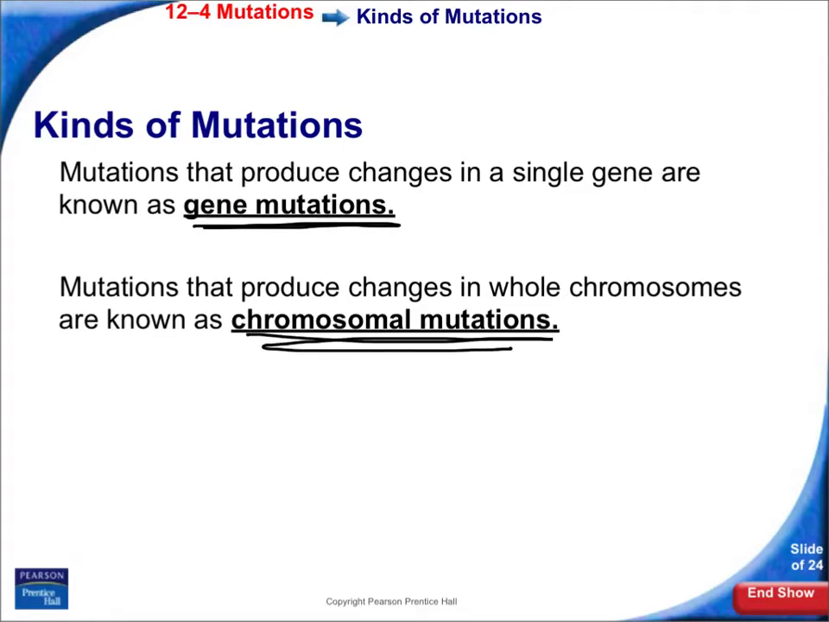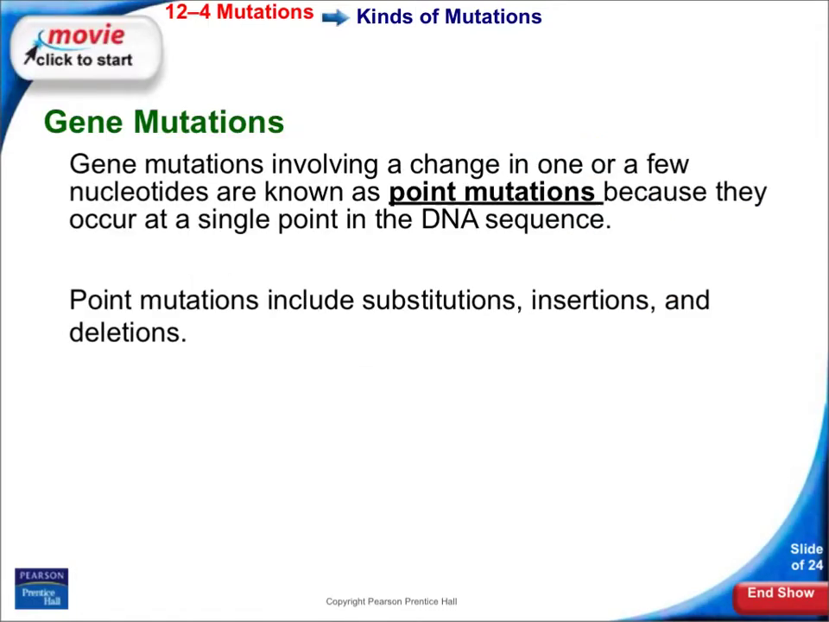Okay, a gene mutation is when you have a change in one single gene. That's a gene mutation. And then a chromosomal mutation is just like it says, some sort of change in the chromosome. You'll remember that genes are located on chromosomes, and they involve series of nucleotides. So sometimes a gene mutation can involve just one, or it can involve a few nucleotides.